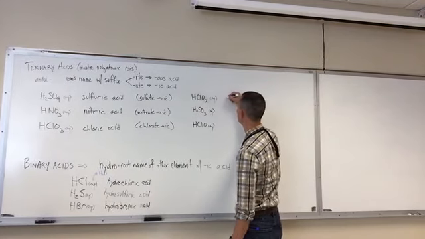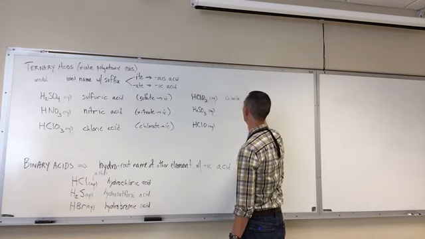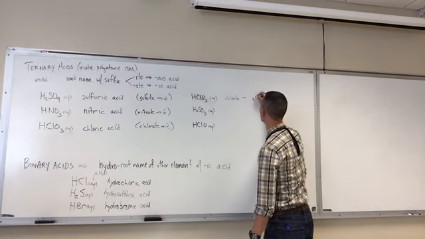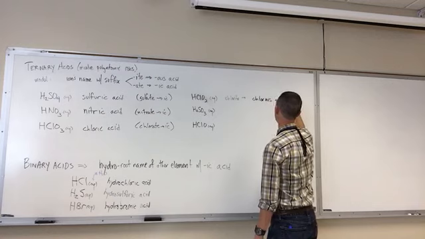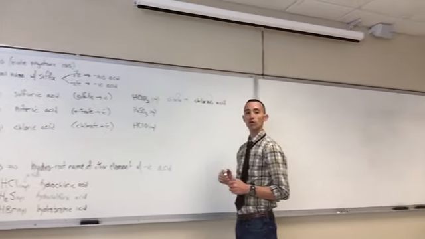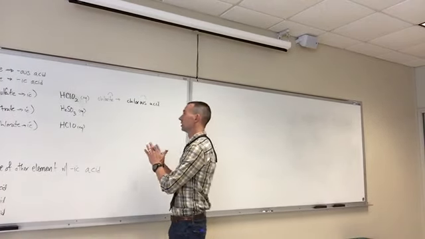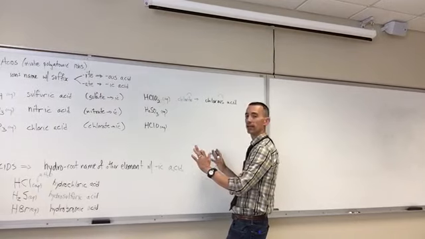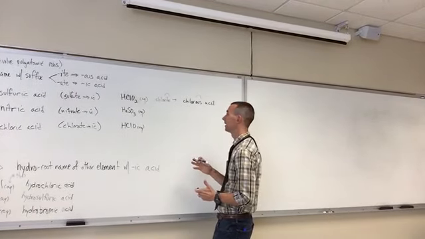So ClO2 is the chlorite ion. So this becomes chlorous acid. The ITE is replaced with the OUS suffix, and then the word acid. Still no word hydro though, right? The lack of the word hydro is part of the system actually. All right?